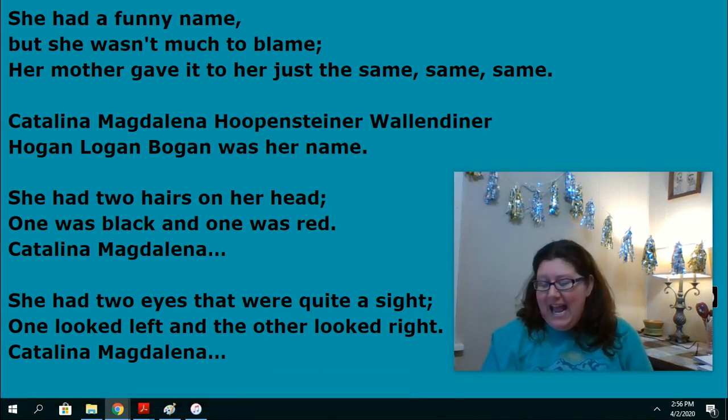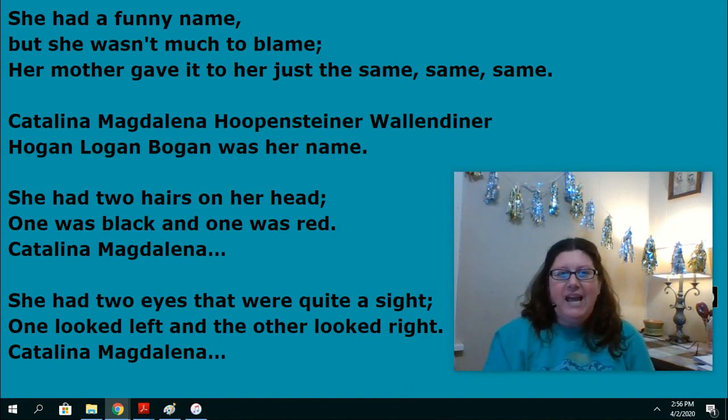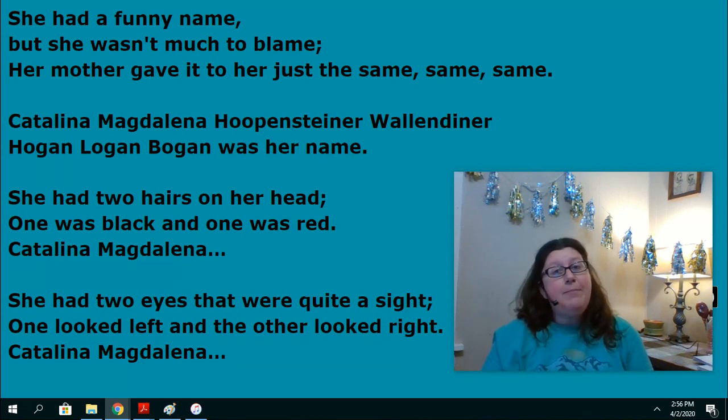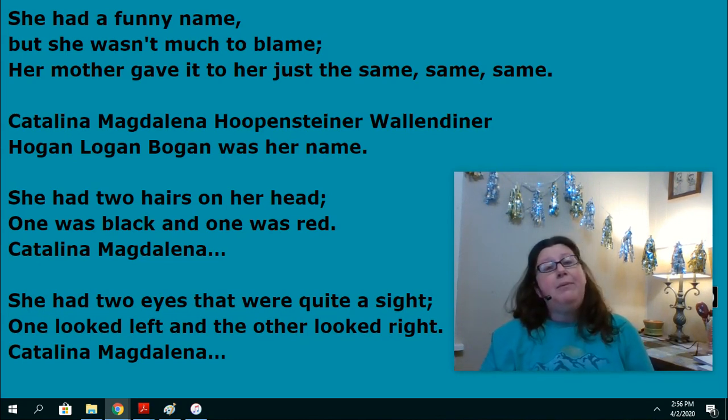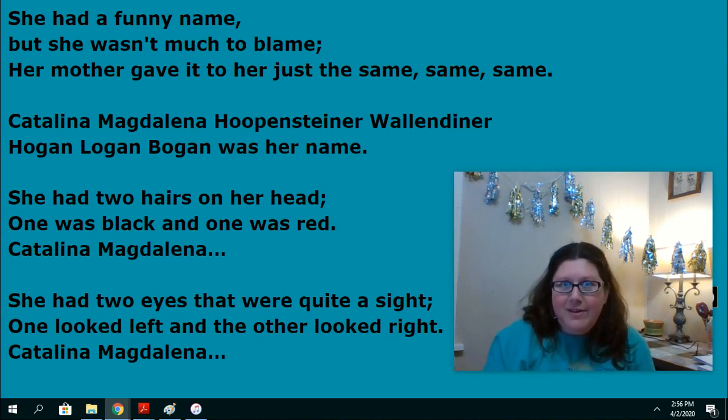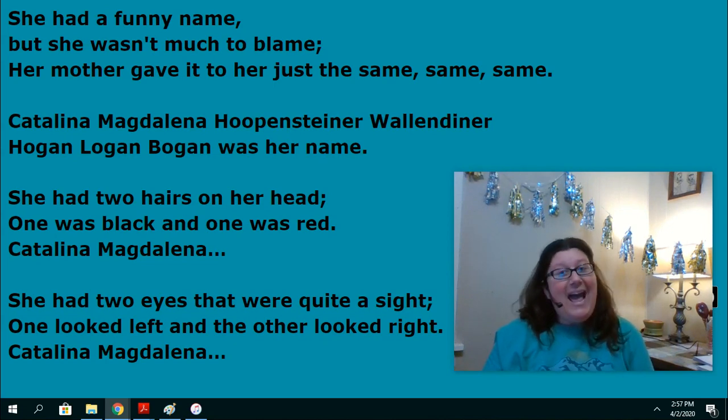She had a funny name, but she wasn't much to blame. Her mother gave it to her just the same, same, same. Catalina Magdalena Hoopensteiner Wallendiner Hogan Logan Bogan was her name. She had two hairs on top of her head. One was black and the other was red. Catalina Magdalena Hoopensteiner Wallendiner Hogan Logan Bogan was her name.